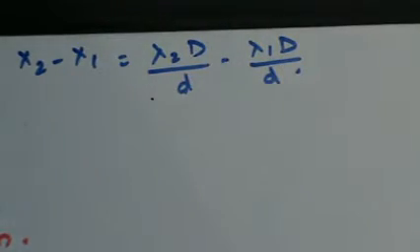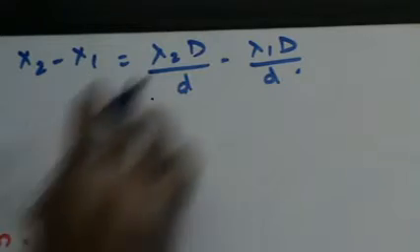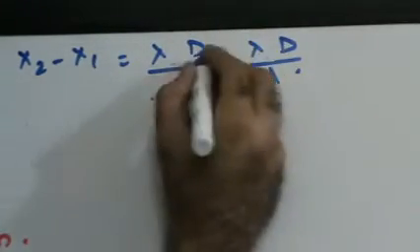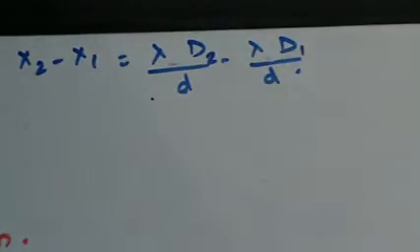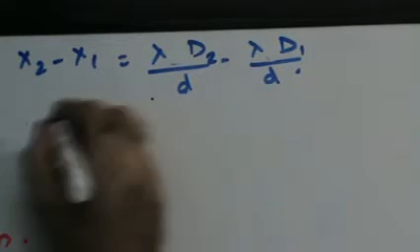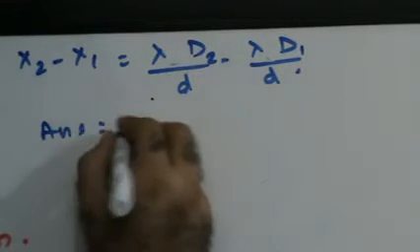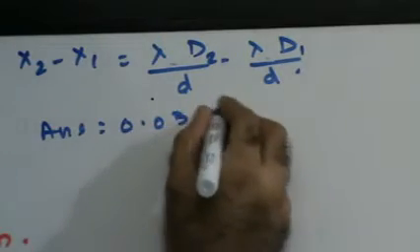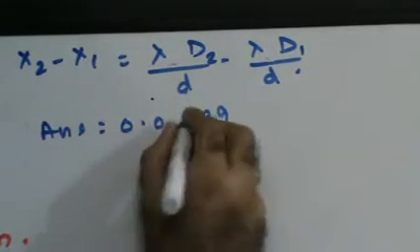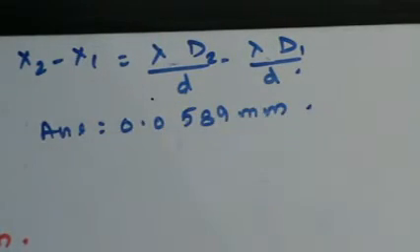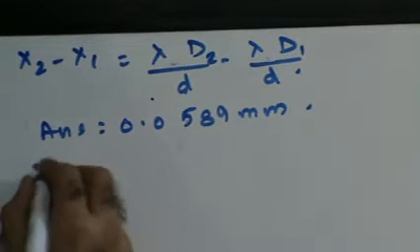Right? Lambda is the same, it's D that is changing. So lambda D2 by d minus lambda D1 by d. Lambda and d are given to you, you should be able to calculate the change in fringe width. The answer for this sum is 0.0589 millimeters. Next, take our next sum please.